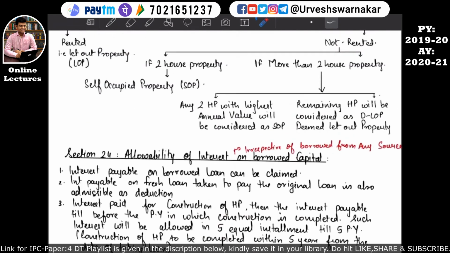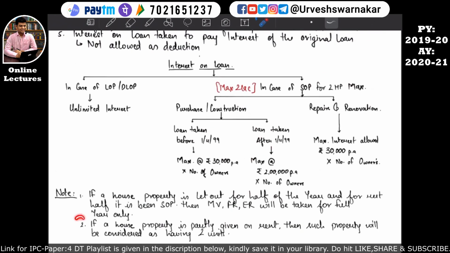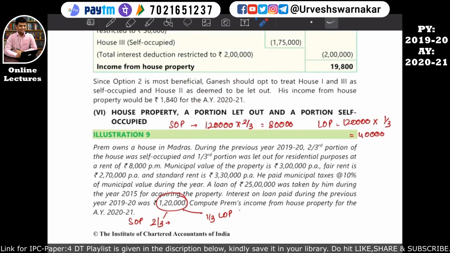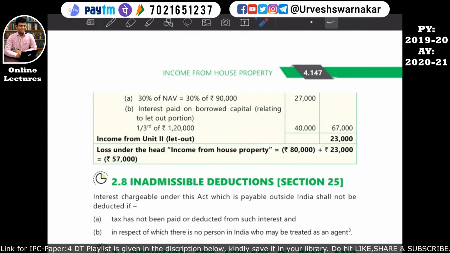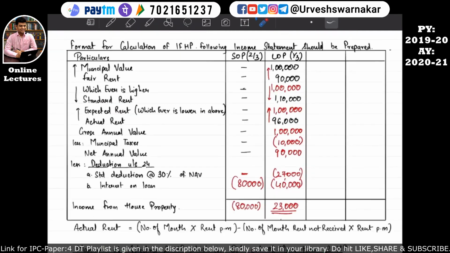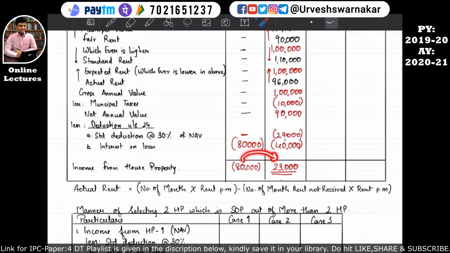Basically, in the notes on page number 2 we have studied this point too. That's why I have explained this question to you all. I hope this is quite clear. So finally the net income of the assessee from the let out portion will be 0, because the 80,000 loss will be set off against this 23,000, and whatever loss remains will be carried forward to the next previous years. I hope this is quite clear to you all.